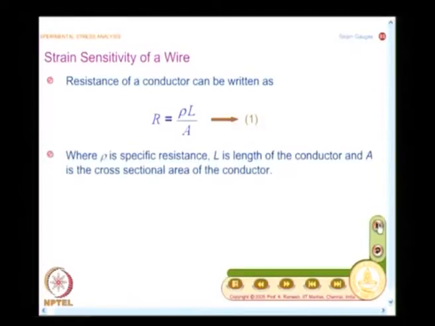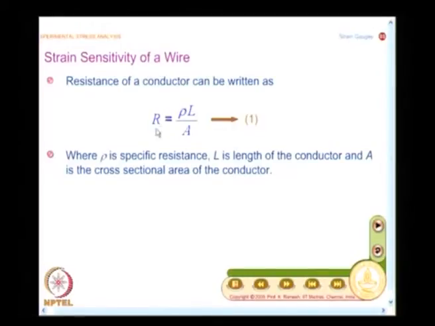This is done in your high school physics. Suppose I want to know what is the resistance of a conductor. It is defined as rho L by A, where rho is the specific resistance of the material, L is the length of the conductor, and A is the cross sectional area. And what we want to do is, we want to evaluate the strain sensitivity of a wire.